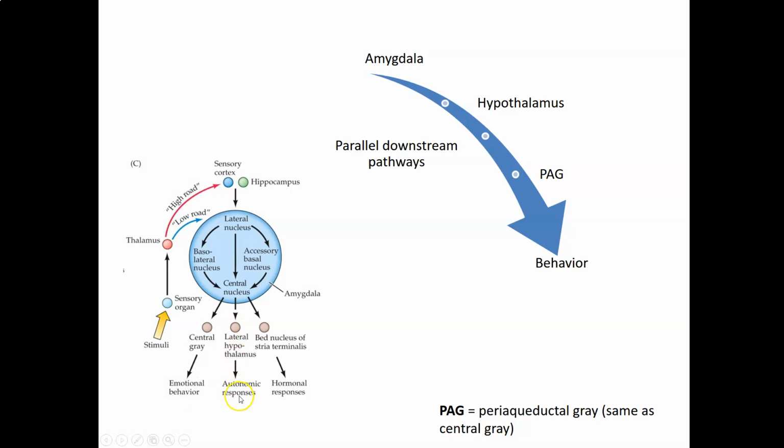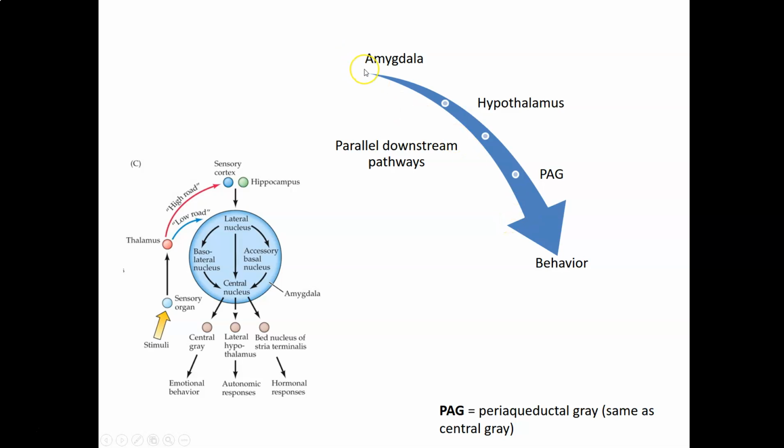That's going to result in the behavior. We have the hypothalamus. It's going to have some autonomic responses as well as hormonal responses. But as we're going to see in this part here, the hypothalamus is also involved. Okay, and that's what I'm showing over here. So what this is showing is parallel downstream pathways.